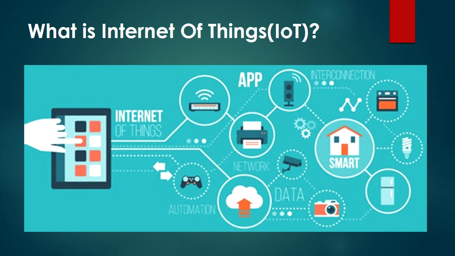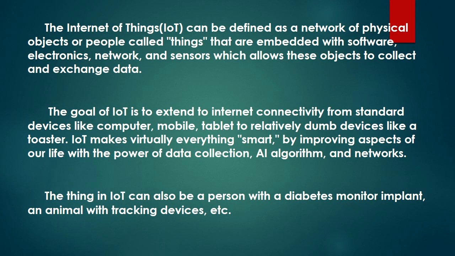First, we will discuss what Internet of Things or IoT is. The Internet of Things or IoT can be defined as a network of physical objects or people called things that are embedded with software, electronics, network and sensors which allows these objects to collect and exchange data.